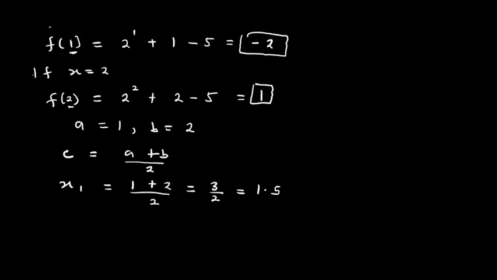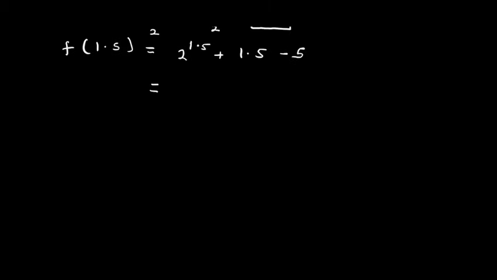So the next step is I'm going to put the value of x1, I mean this 1.5, in the original equation, so making it f of 1.5 will be equals to 2 to the power of 1.5 plus 1.5 minus 5. So this gives negative 0.6717.